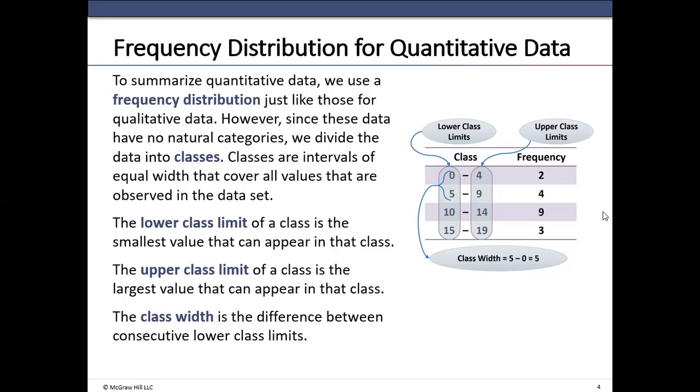Okay. So what is the class width? The class width is the lower class limit of the second class, which is 5, minus the lower class limit of the first class, which is 0. 5 minus 0 is 5 as shown in the diagram. It is not 4 minus 0 equal to 4 or 9 minus 5 equal to 4. However, it is equal to 5 minus 0 equal to 5 or 10 minus 5 equal to 5.